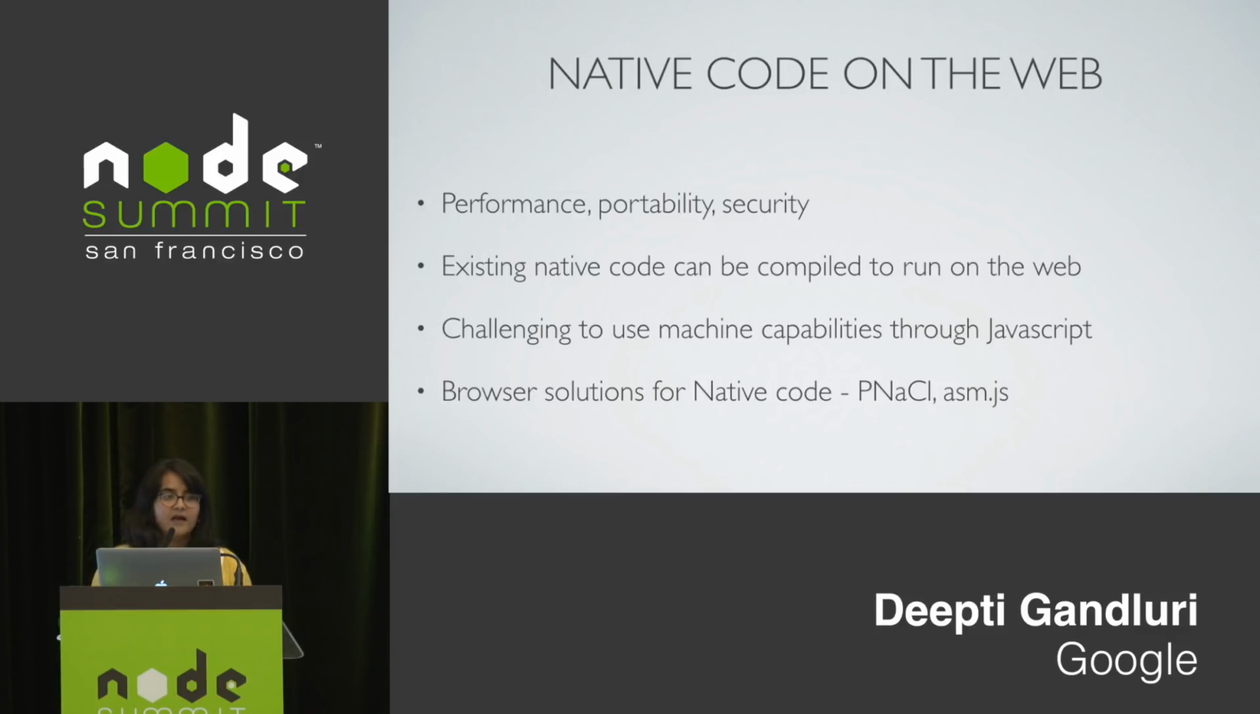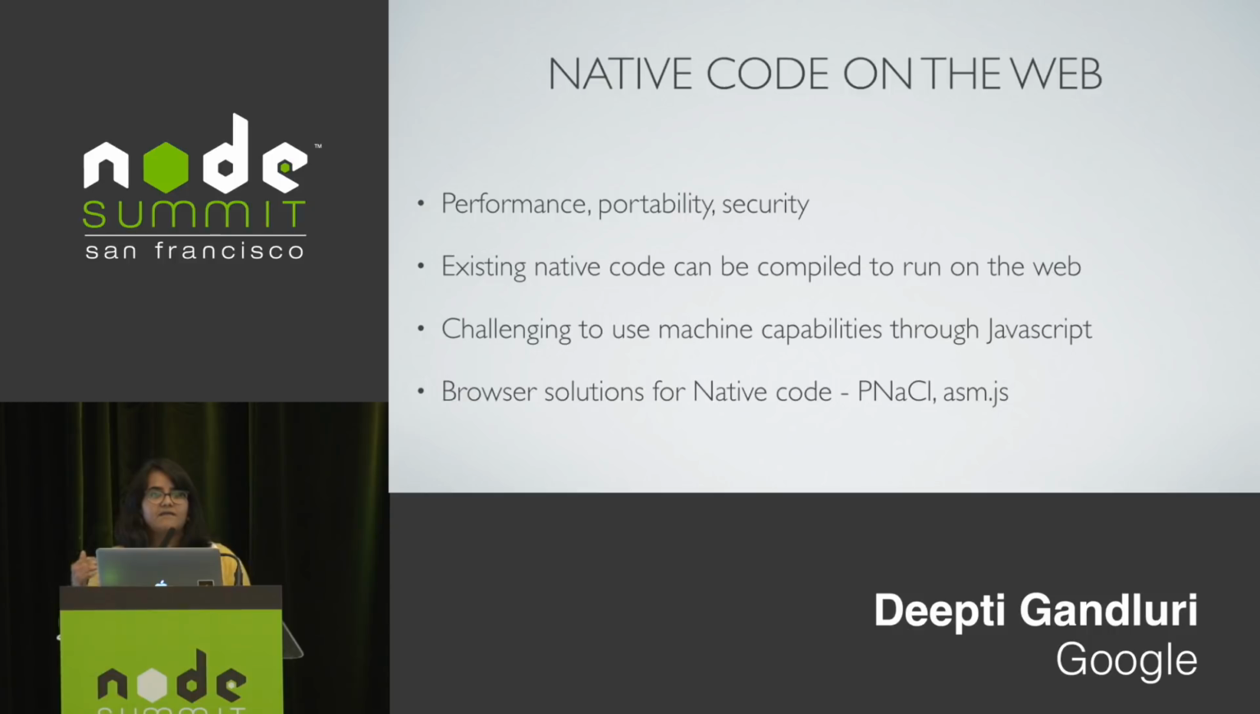So those are the things that native code offers you, and these are some of the primary motivations for working on WebAssembly. The other interesting thing is that you have all of this existing native code that uses WebGL, different native capabilities that you can now compile to run on the web. One of the reasons why WebAssembly is actually useful is the fact that it's challenging to use machine capabilities through JavaScript.